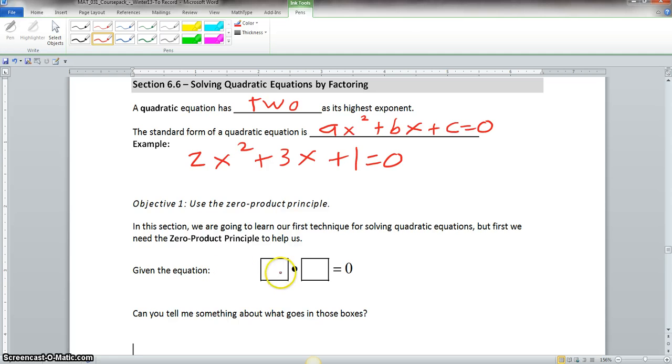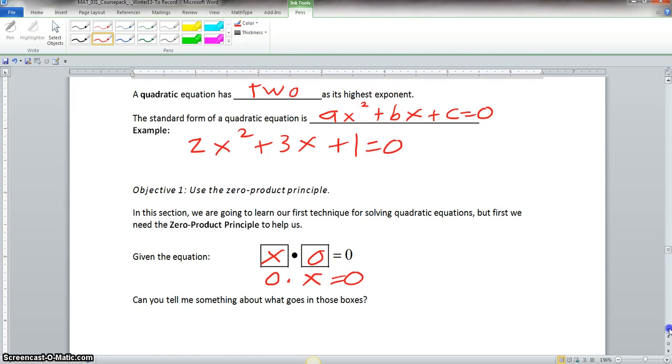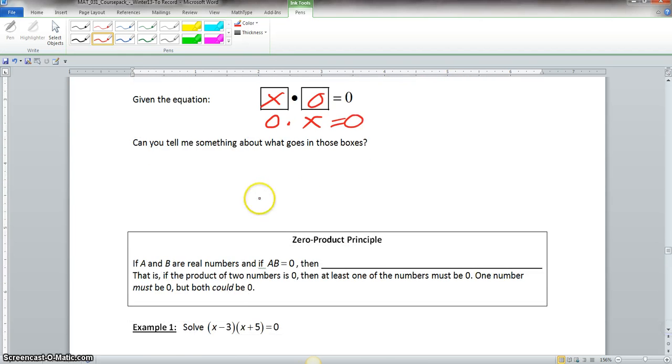Given the equation blank times blank equals 0. So that means anything we put here times 0 is 0. And then also if it's 0, times anything else is also 0. Can you tell me something about what goes in those boxes? Basically, 0 has to go in one of the boxes, and in the other box, anything else.